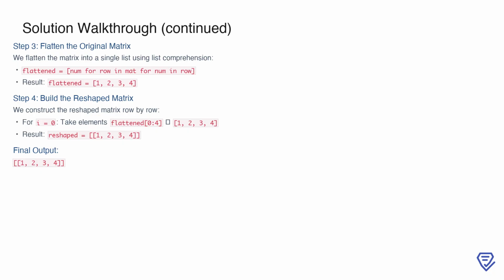With this flattened list, we can now construct the reshaped matrix. Since the target matrix has 1 row and 4 columns, we take the first 4 elements from the flattened list. Specifically, for the first and only row, we take elements from index 0 to 4, resulting in 1, 2, 3, 4. The final reshaped matrix is 1, 2, 3, 4, which matches the desired 1x4 structure.